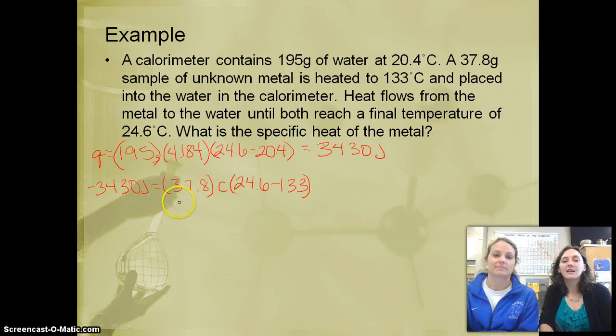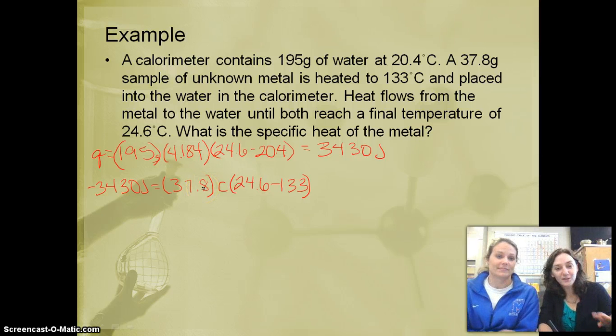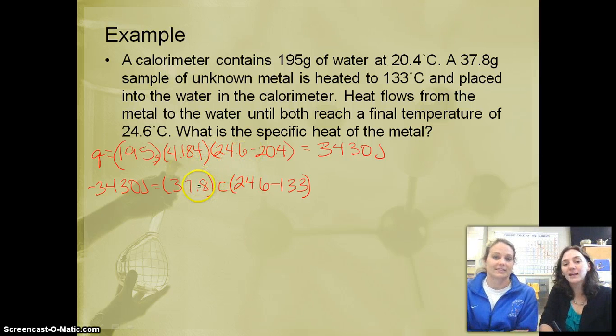I filled in your other things for you. You have a mass of 37.8, and then you have an unknown C value. So we are solving for C, and this is your final temperature, 24.6, minus your initial temperature of 133, because it cooled down from 133 to 24.6. So we have to get C alone, which means we have to get rid of our 37.8.